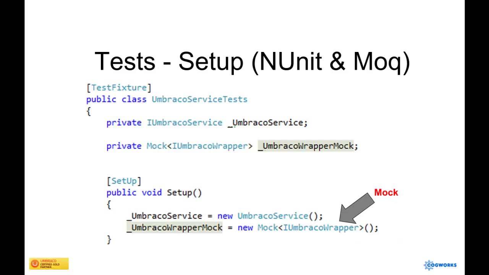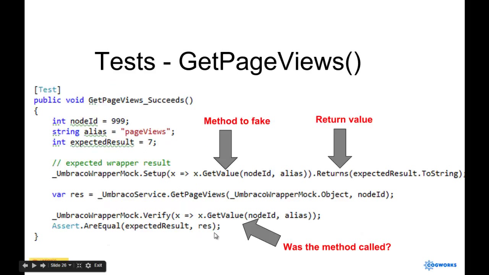So a setup in MockU. So in this example, we're using nUnit and MockU. Pretty straightforward. In the setup method, I'm just creating my service, which I'm going to test, and then I'm mocking away my Umbraco wrapper. Really, really simple. And in the test method, I've just got some default values up here, and all this first line does is when I call get value on the wrapper, I want to return this expected result, and the expected result in this case is going to be 7.